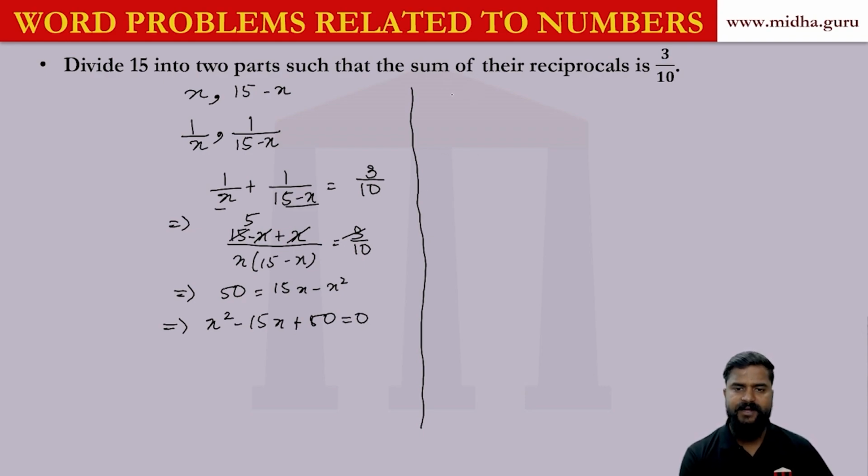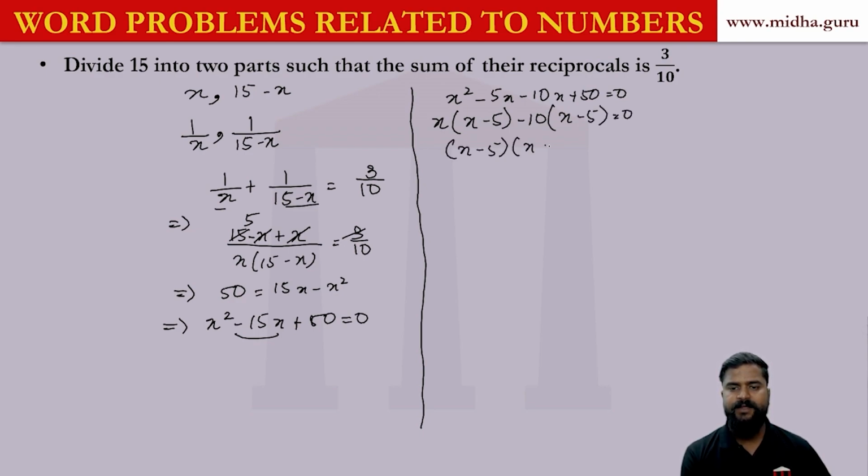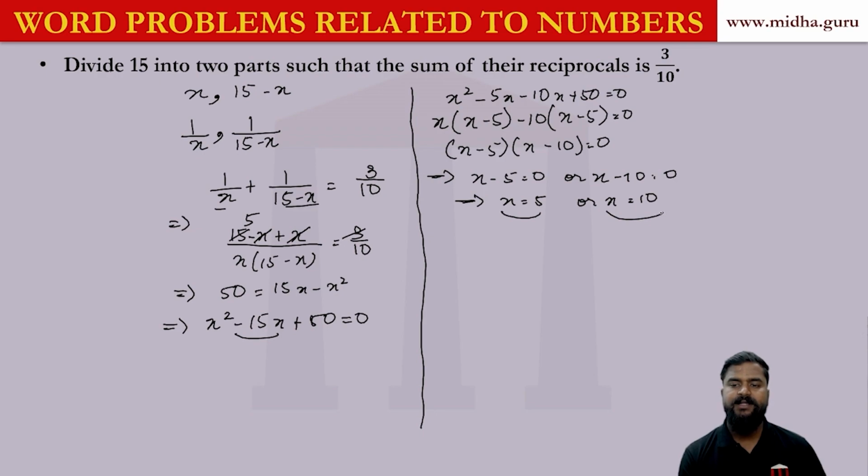Now again, I will solve this by factorization. So I have to split minus 15 such that they add up to minus 15 and the coefficients multiply to 1 into 50, that is plus 50. So I'll write x squared minus 5x minus 10x plus 50 is equal to 0. I'll take x out as common, and I'll get x minus 5, and here I'll take minus 10 as common. So again, I'll get x minus 5. So x minus 5 into x minus 10 is equal to 0, which means that either x minus 5 is equal to 0 or x minus 10 is equal to 0, which means x is either equal to 5 or x is equal to 10. Now here in this, we got two solutions such that they are both whole numbers.